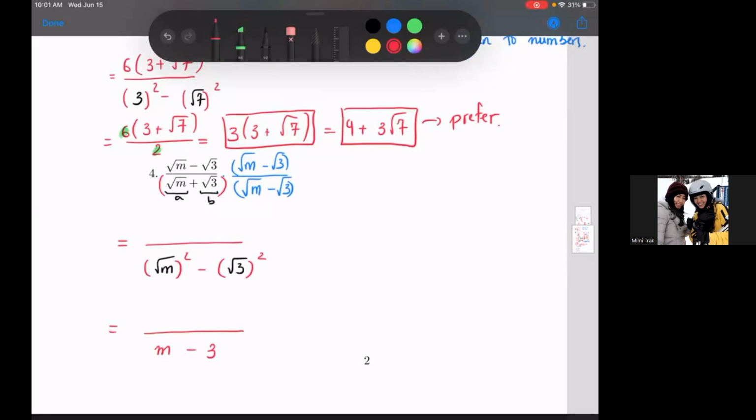The bottom is easy, right? What about the top? I don't think you can use the difference of two squares. They're the same sign, right? So the only thing you can do is FOIL it. So let's FOIL that. I have root m minus root 3 times root m minus root 3. So FOIL it.